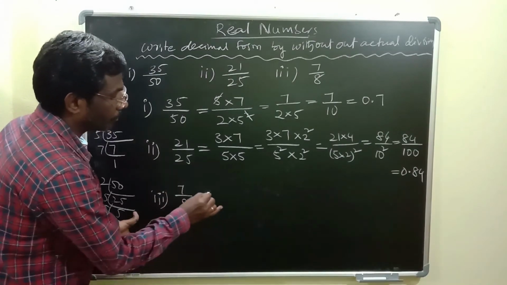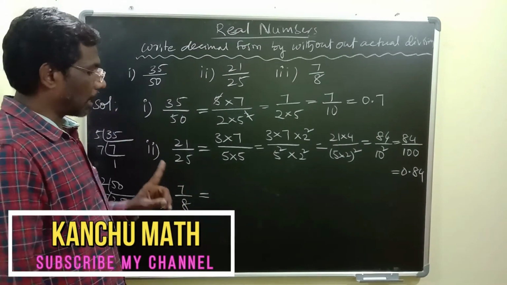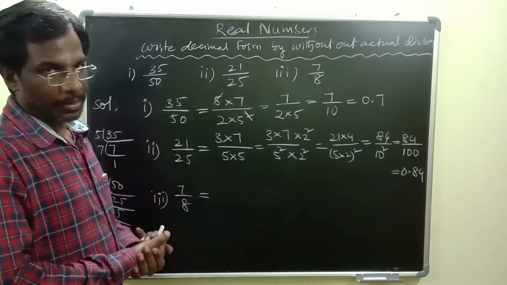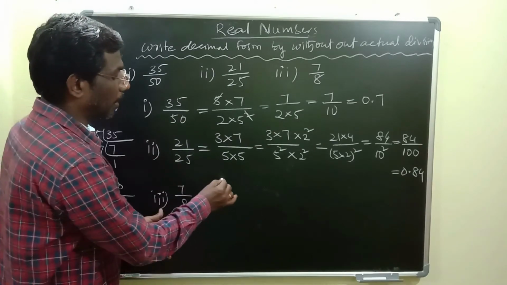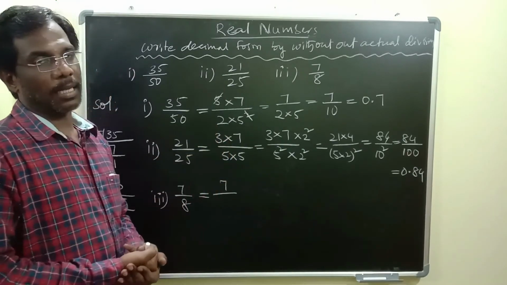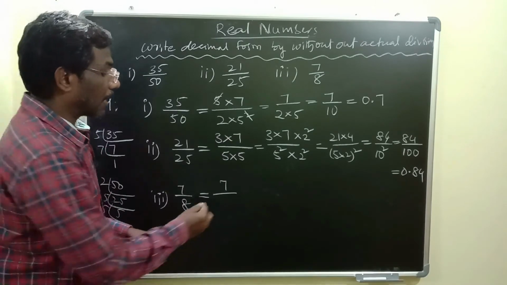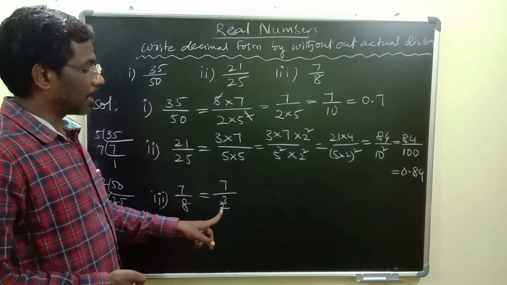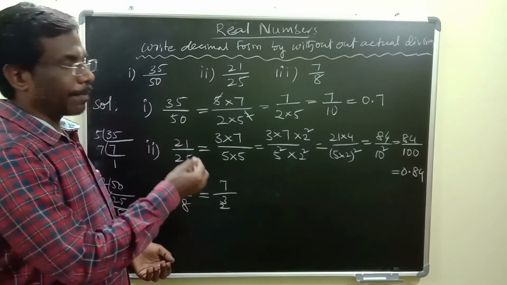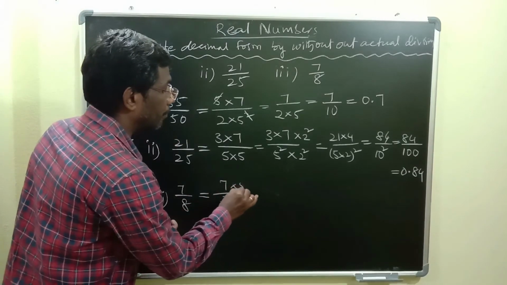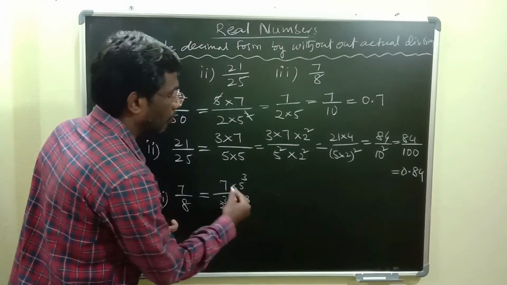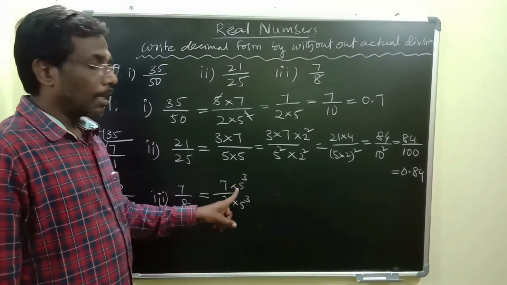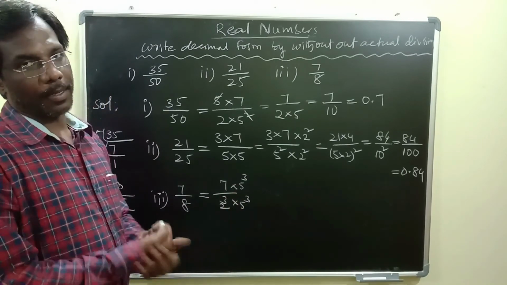7 by 8. The numerator they gave is 7 and the denominator is 8. So this value is converted into prime factors. Here 7 itself is a prime factor, so write it as it is. 8 can be written as 2 cube, so the denominator is 2 cube. That's why I am multiplying and dividing with 5 cube. It means multiply 5 cube with the numerator and 5 cube with the denominator.